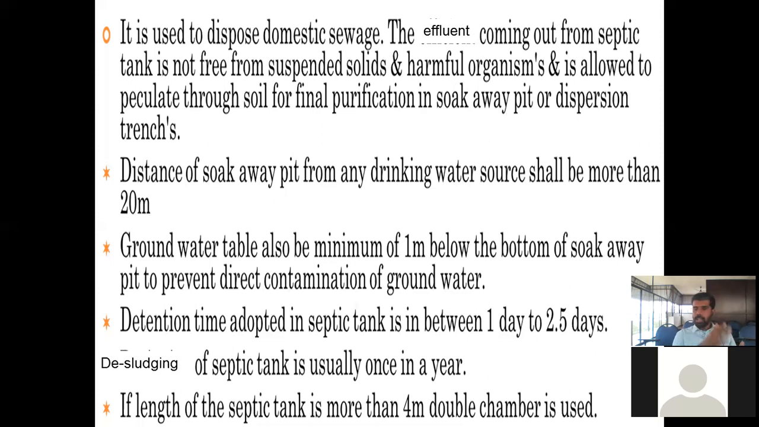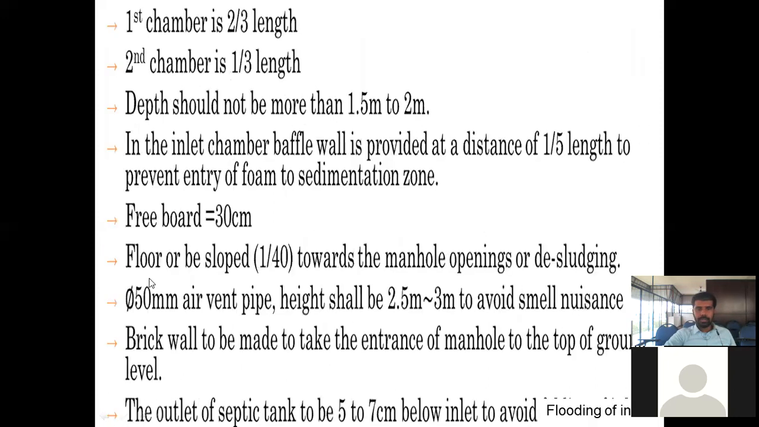So there are 3 chambers or 2 chambers inside the septic tank. Normally there will be only 2 chambers if it is a very small septic tank. Sometimes there will be 3 chambers. In that case, you have to give a double chamber. You have to give 2 chambers inside the septic tank if the length is more than 4 meters. So 2 compartments will be there.